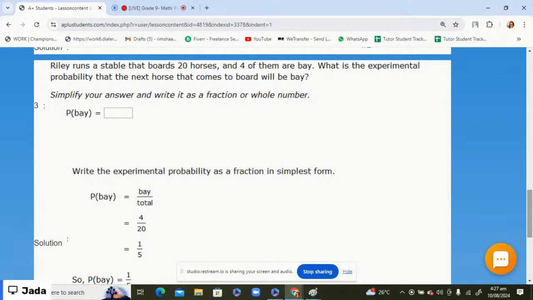Riley runs a stable that boards 20 horses and 4 of them are bay. What is the experimental probability that the next horse that comes to board will be a bay? So choose horses and total. Just simply, how many bay horses? 4 of them. Okay. And how many total? These are 20. So you are going to divide 4 over 20.